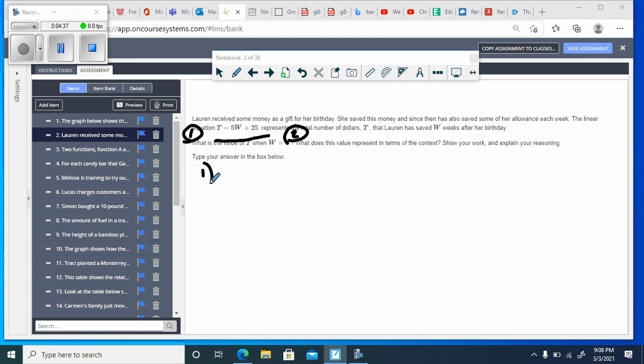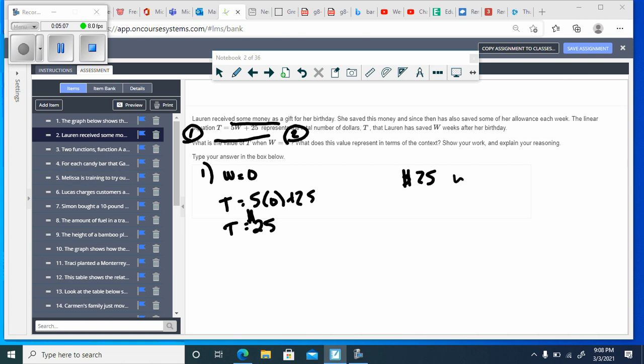Well, let's do the first one. What is it when W is equal to 0? That would be T is equal to 5 times 0 plus 25. So at 0 weeks, when she first gets started, she's got $25. Okay, what does the value represent in terms of the context? Well, this is your b, isn't it? This is where you begin. So that must be the money she received as a gift for her birthday.